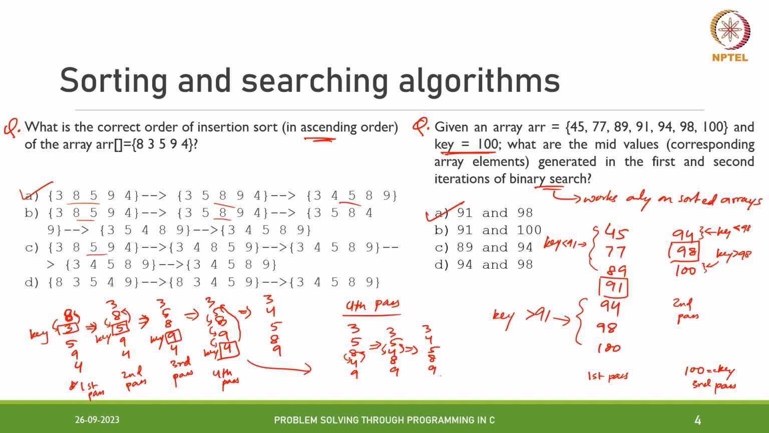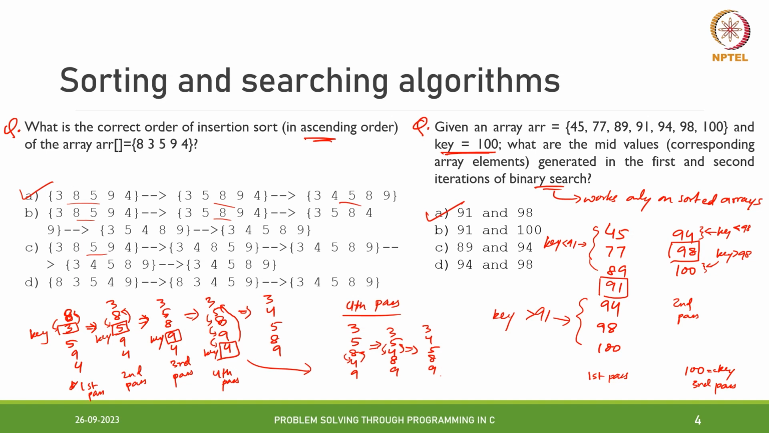Now with 94, 98 and 100, again we go to the middle element. So what is the middle element? There are three elements. The second element is the middle one. So the middle element is 98. We check, is our key equal to 98? No, it is not equal. Now is it greater than 98? Yes, it is greater than 98.